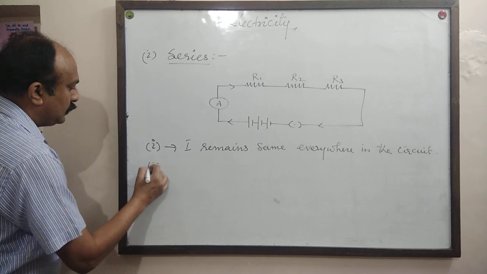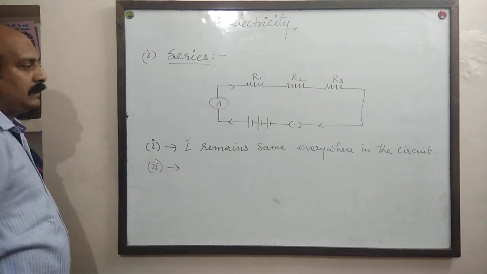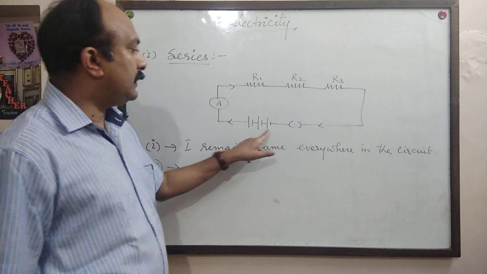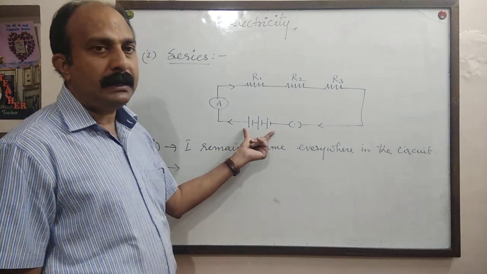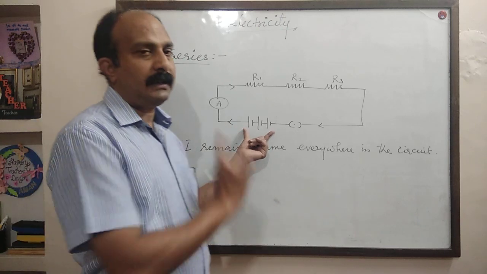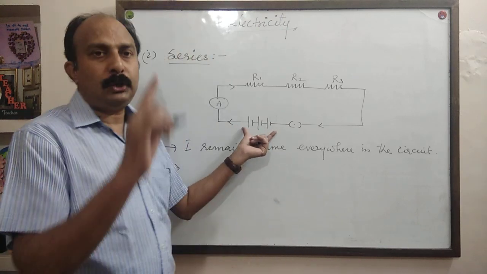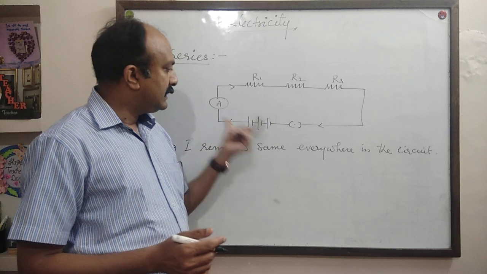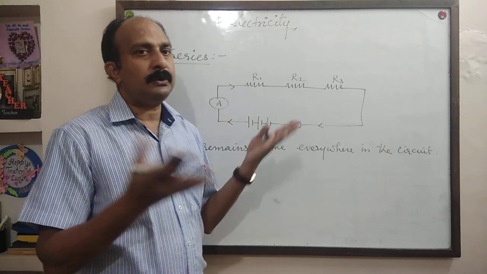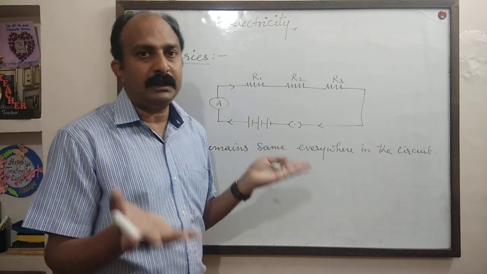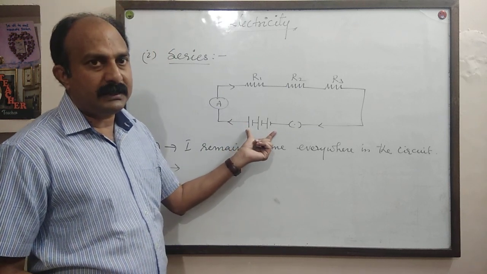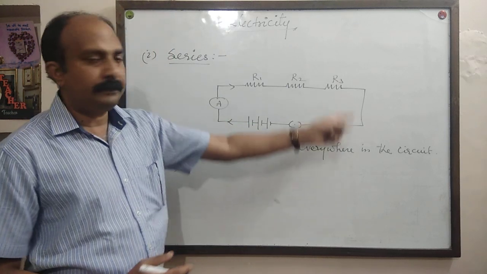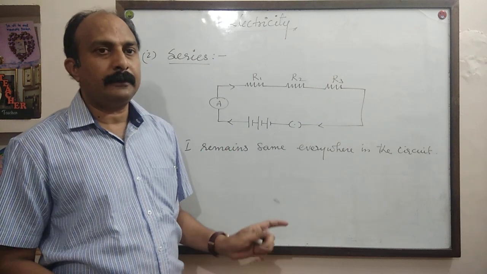But point number 2. Now see, this is the total potential difference of the circuit. This is the battery that we have connected to the circuit. So this decides the total V of the circuit. A cell or a battery is the source of EMF or source of potential difference. So whatever is the total potential difference of this cell, this is the total potential difference of the circuit.